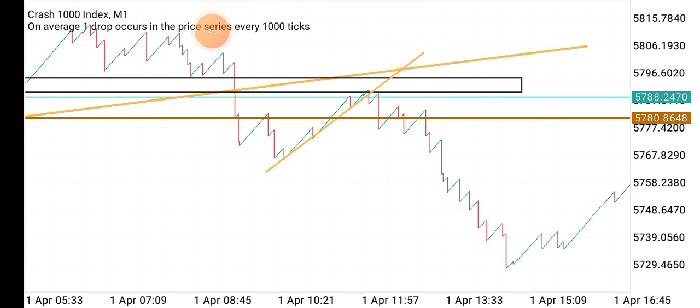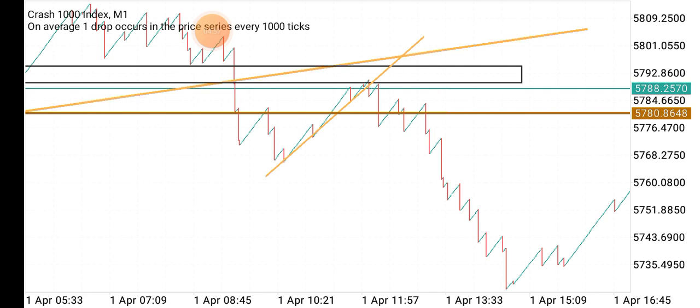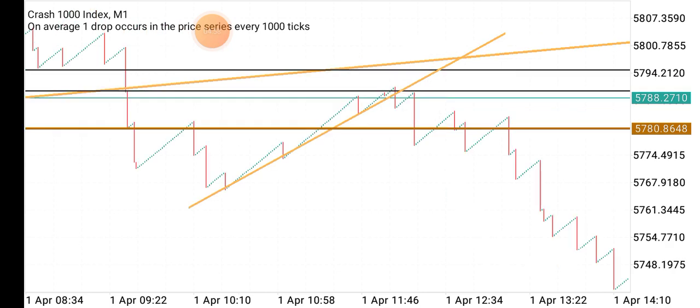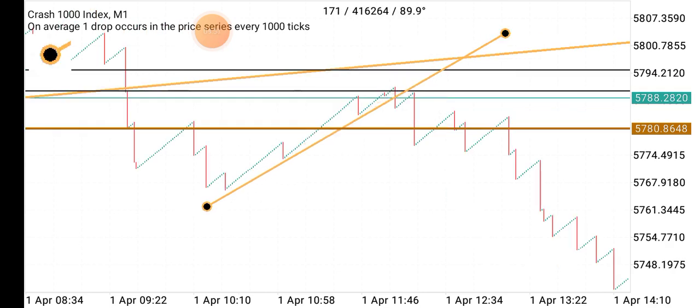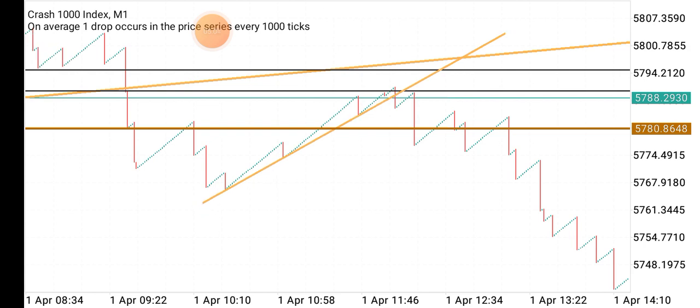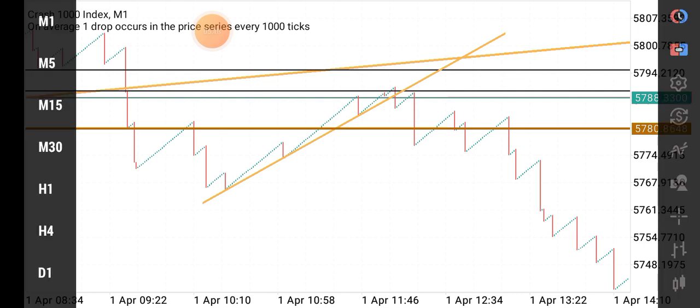So now on crash 1000, what you would do now is you can see this movement here. The market is moving on the 1 minute time frame. We're having higher highs and higher lows, and the market is still moving nicely. So now, if we can just wait for a breakout like what we have here, let me zoom in a bit.